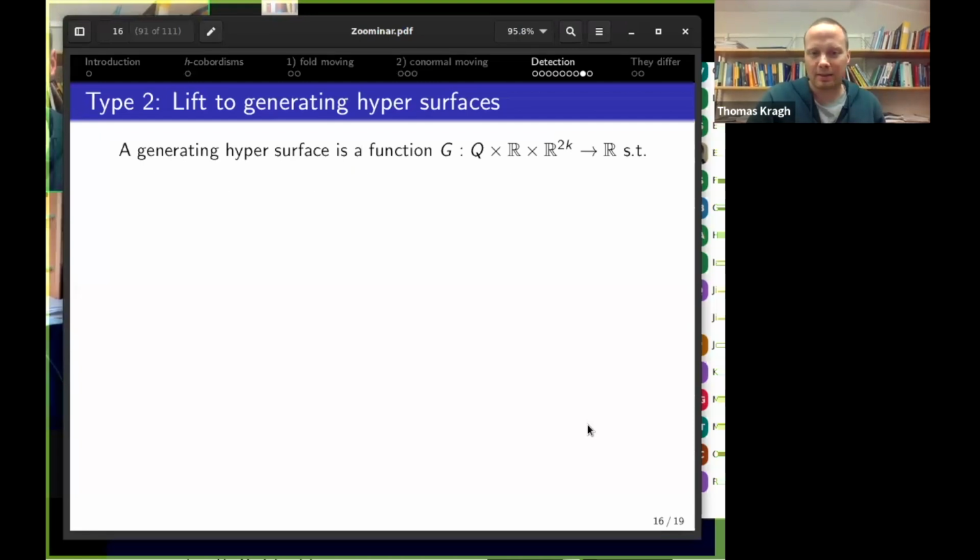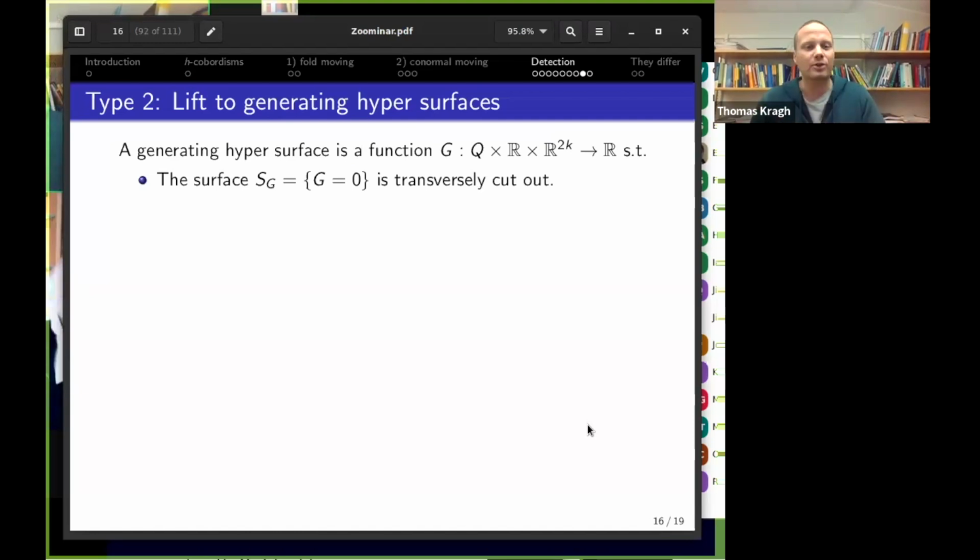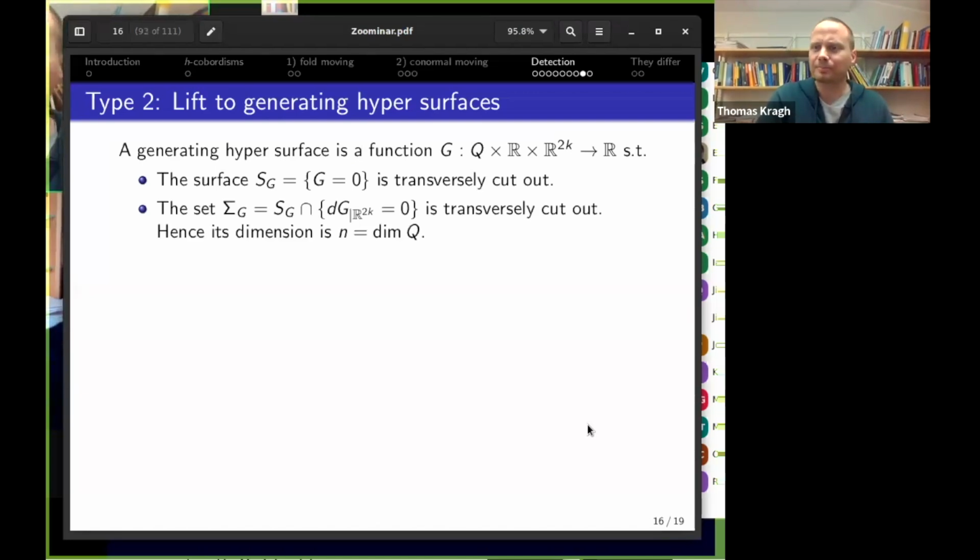So what is it? I'm going to define it as a function. It's actually a hypersurface, but I like functions better than surfaces. So I'm going to define it as a function, but I'm right away going to define a surface as the zero set, just as we did for h-Cobordisms. The zero set is the important part, and it's transversely cut out, so zero is regular.